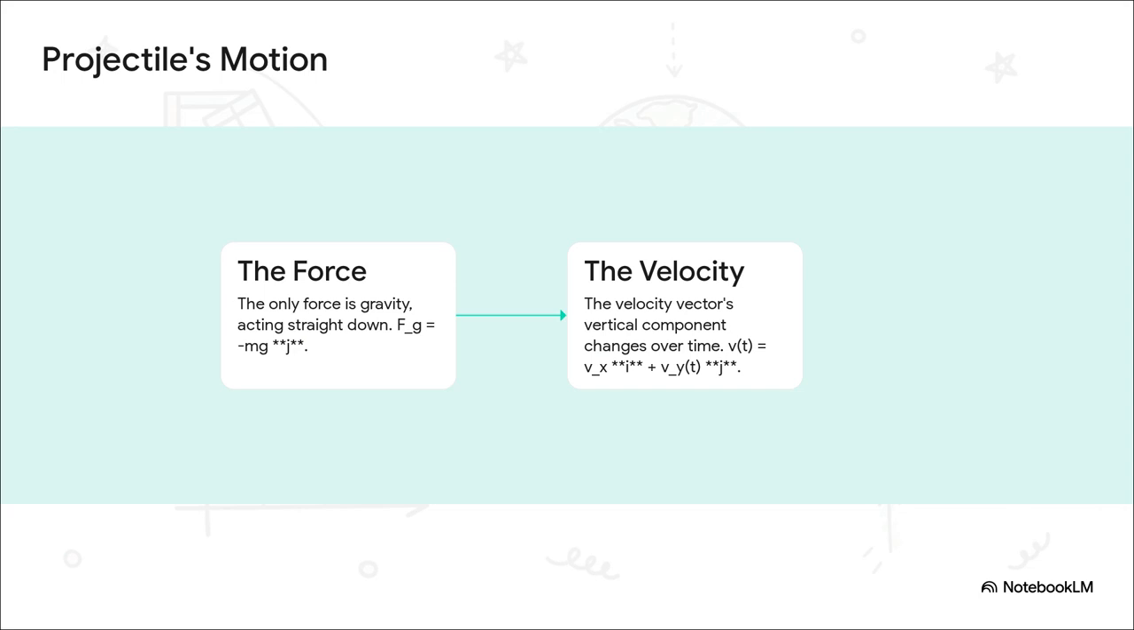And finally, let's just quickly nail down the specifics of our projectile's motion. We're making a big assumption here, and it's that we can ignore air resistance. That makes our lives way easier, because it means the only force acting on the body is gravity. And gravity is constant, always pulling straight down. We'll call that the negative j direction. The velocity, on the other hand, is changing. Its vertical part is constantly being tweaked by that relentless downward pull of gravity.